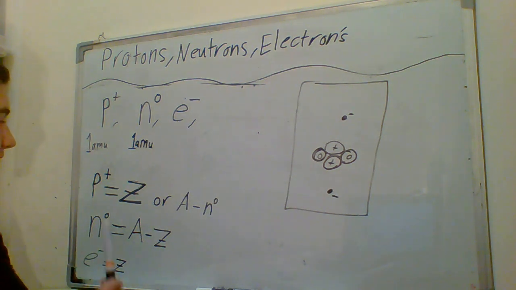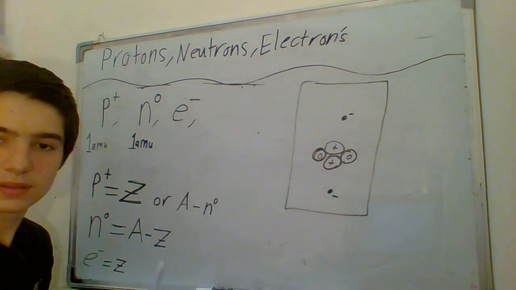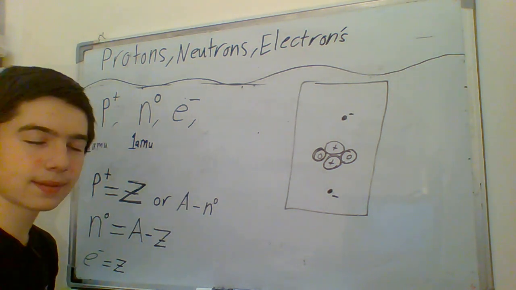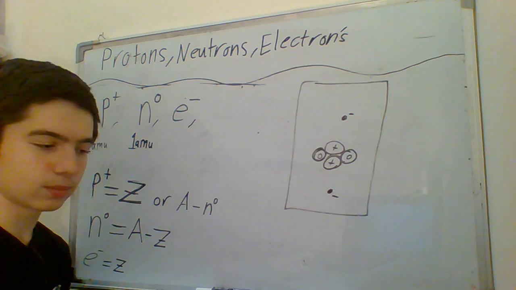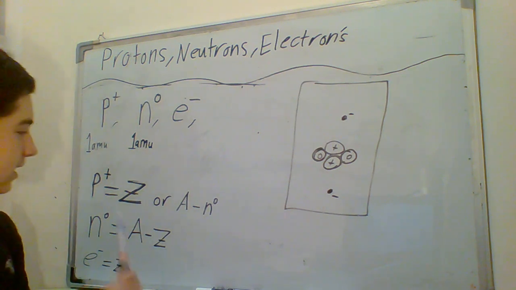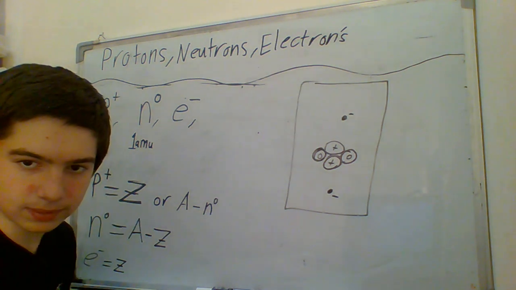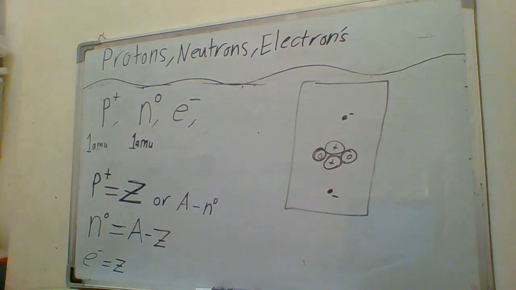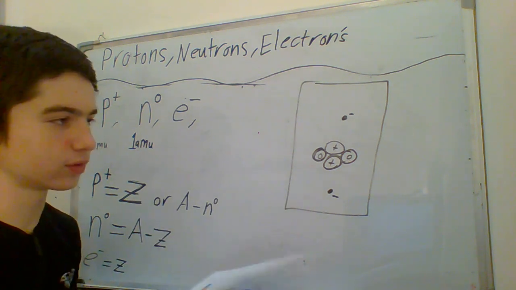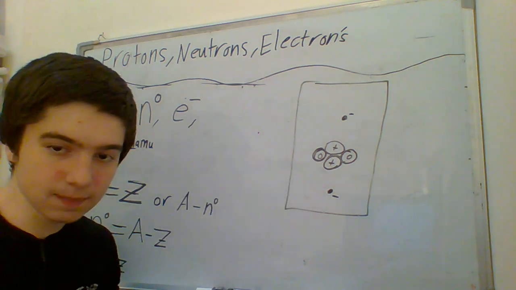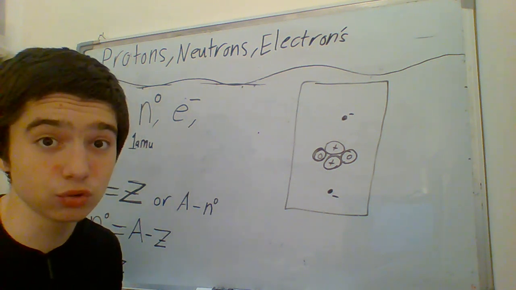Okay, as you can see here, I have some formulas. P+ equals Z, or A minus N0. What are those? When we're talking about protons, neutrons and electrons, we want to know how to calculate the number of each. For calculating the number of protons, there are two ways. One is by looking at the periodic table, where we have numbers above and below each element. The number above is the atomic number, which is the number of protons, and also electrons if the element is neutral.